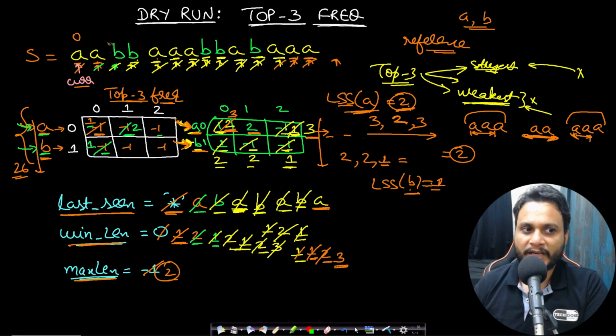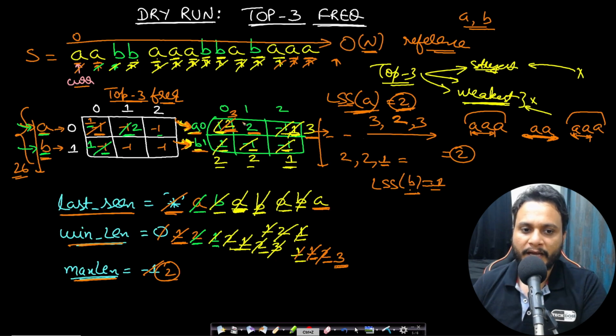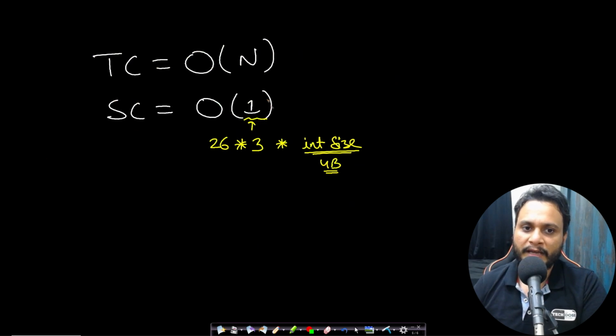Now in this case, we have done only a single time parsing of the entire string, which is order of n. And in order to find the minimum out of the top 3 options, it is order of 1, and overwriting is also order of 1. Therefore the time complexity is order of n.